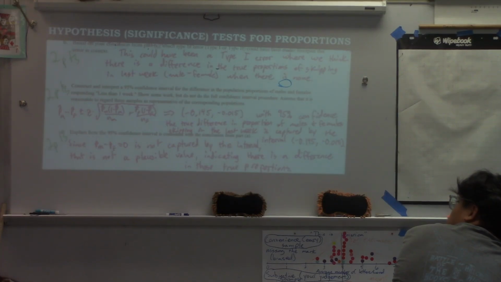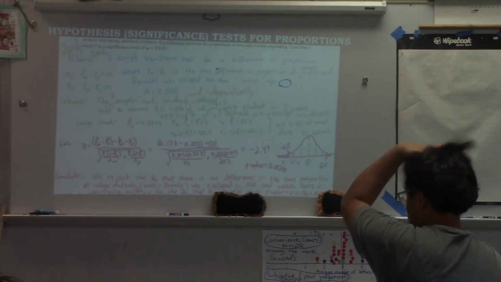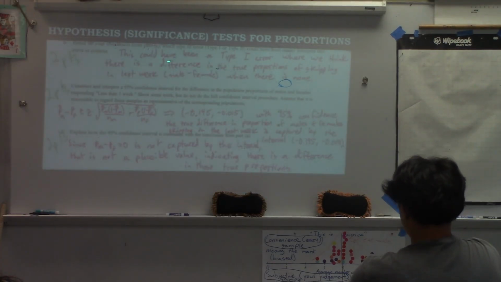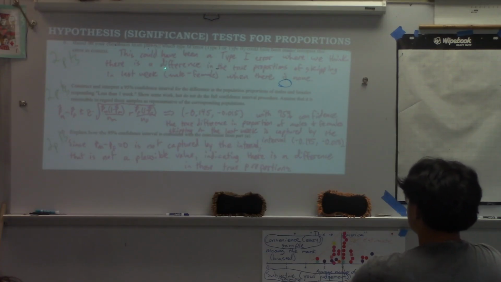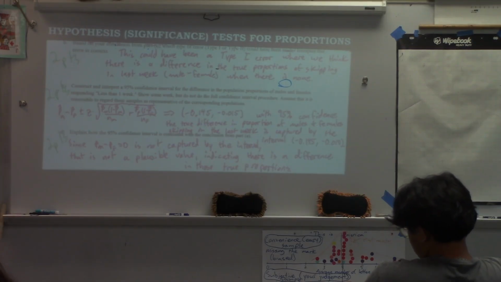And so I think there were a couple of questions here. I want to talk about B. First off, it says, based on your conclusion from part A, which type of error could have been made? So right here, we rejected the null. So the only type of error we could make is we reject the null, but the null is true. That's a type 1. This could have been a type 1 error where we think there is a difference in the true proportions, right? We reject the null hypothesis, but there actually was no difference. So that's a type 1 error.